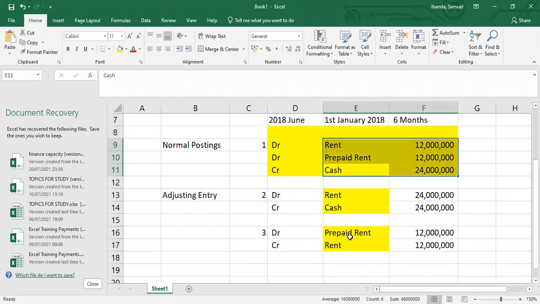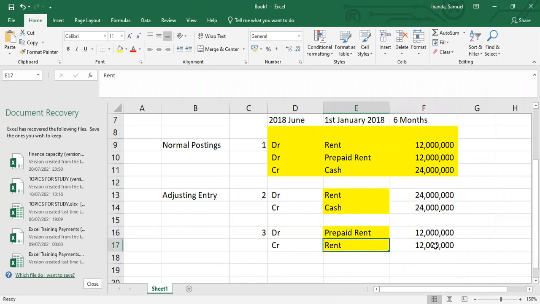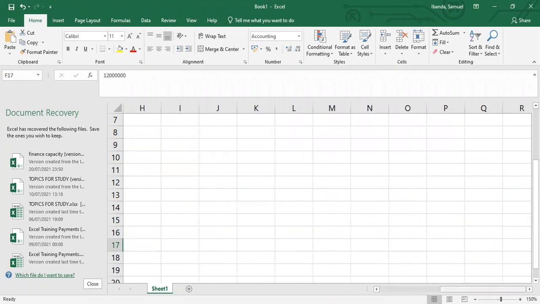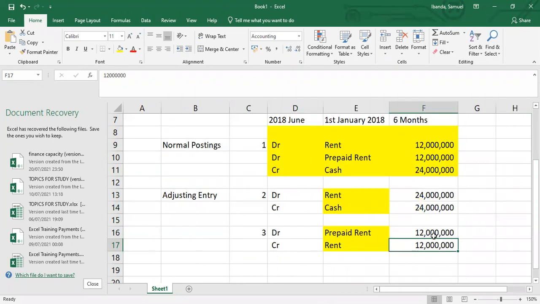You get it? Because by us saying we are debiting prepaid, it means that we are now recognizing a prepaid rent, which we are taking to the next financial year. And then we are reducing the rent account. The rent account now has 24, yet it should actually have 12 million. So that is what we are doing here. So that is one of the examples.